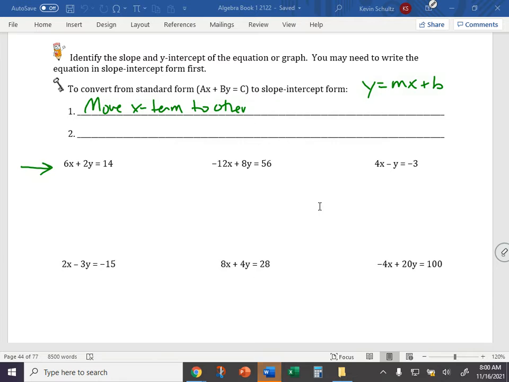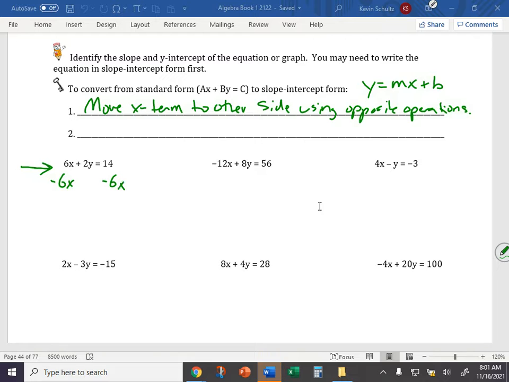Other side using what? Opposite operations. Whenever you move a term from one side of an equation to the other, you're using opposite operations, whether it's to solve for a variable or to convert the equation. Move x term to other side using opposite operations. So, this first one, we're going to subtract 6x from both sides.